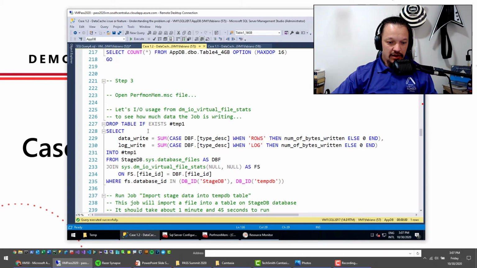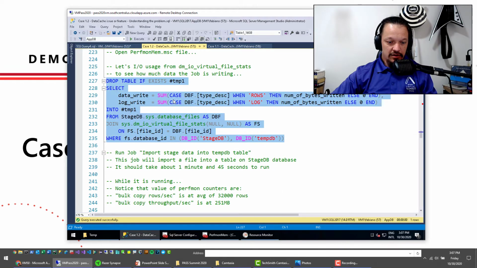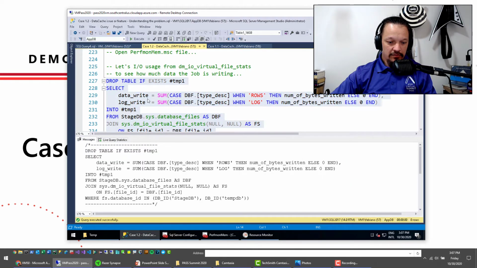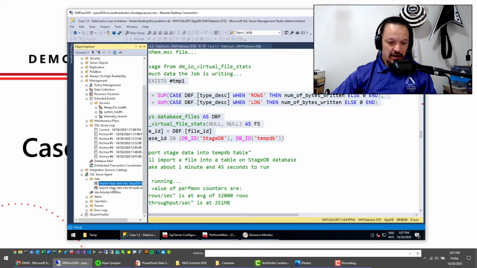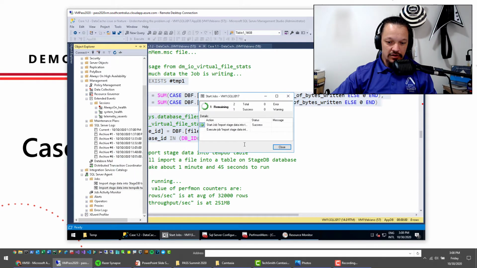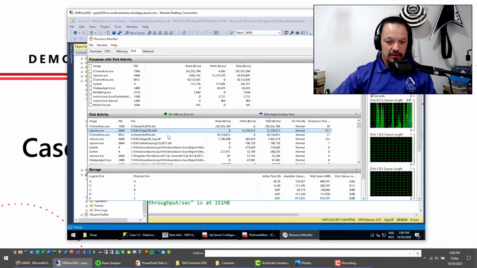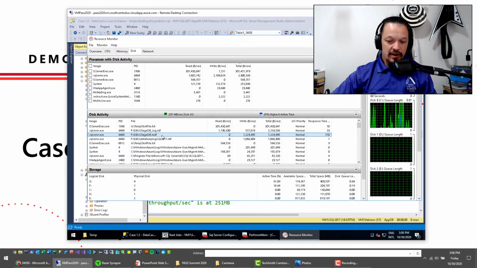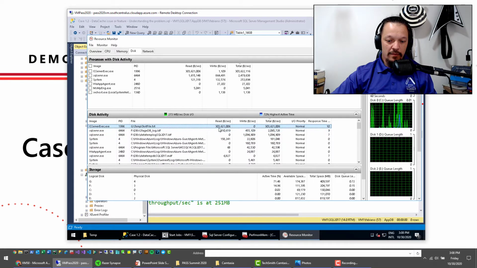Again, let's capture it. Okay, and now let's try the TempDB version. Let's wait, it's in progress. Okay, it's running. And let's look at the resource monitor again. As you can see, not much is going on in the TempDB file, right? No reads in the TempDB file. It's pretty much reading from the flat file and then inserting the data in memory.